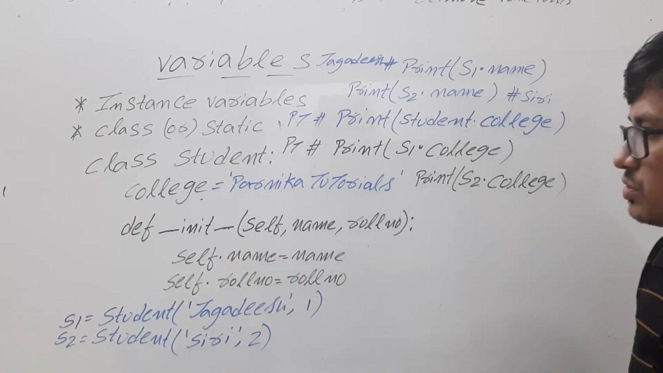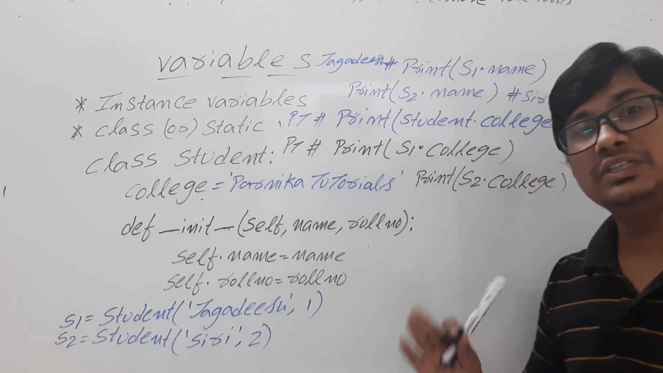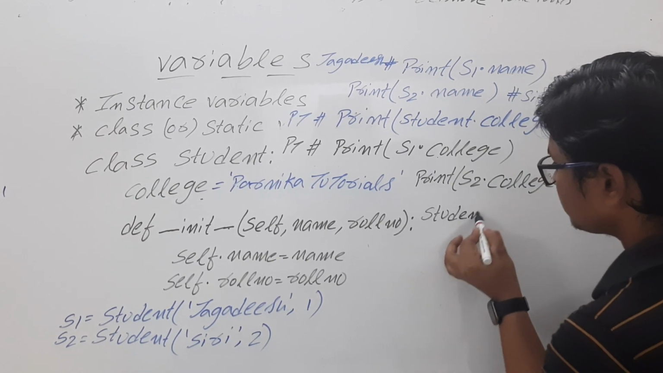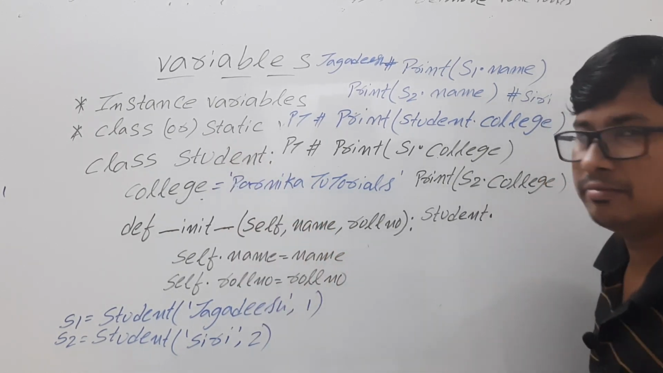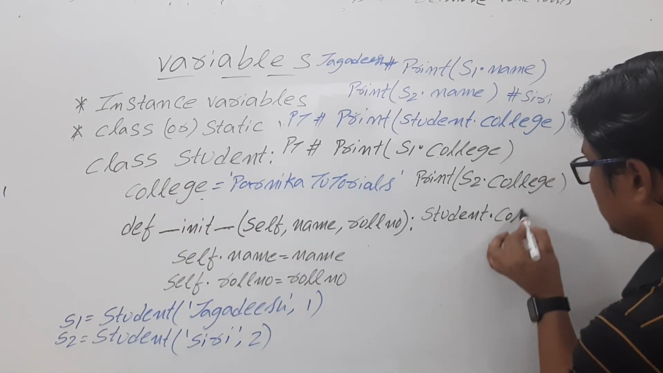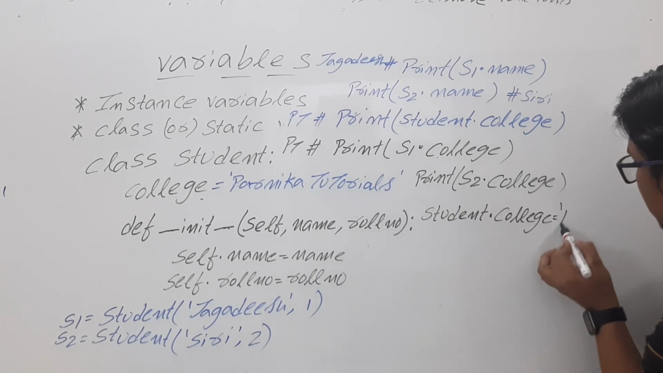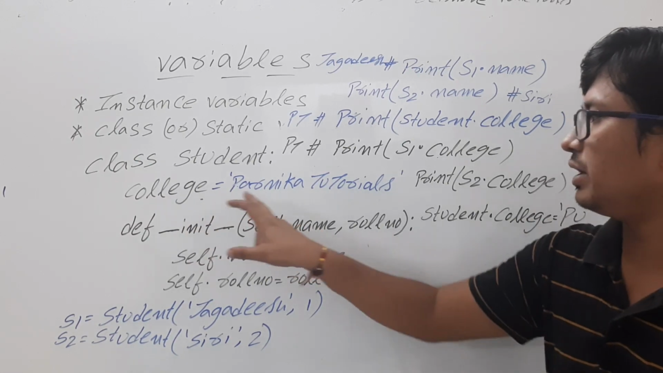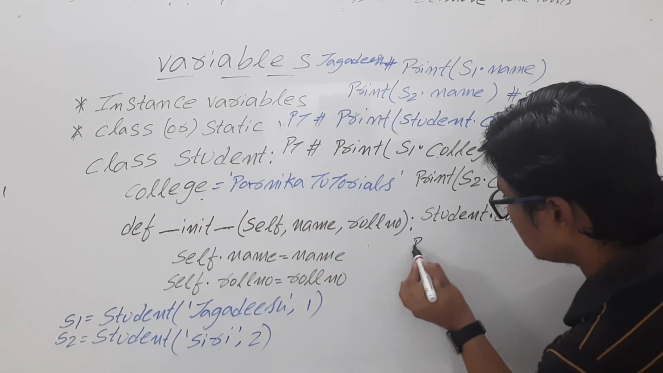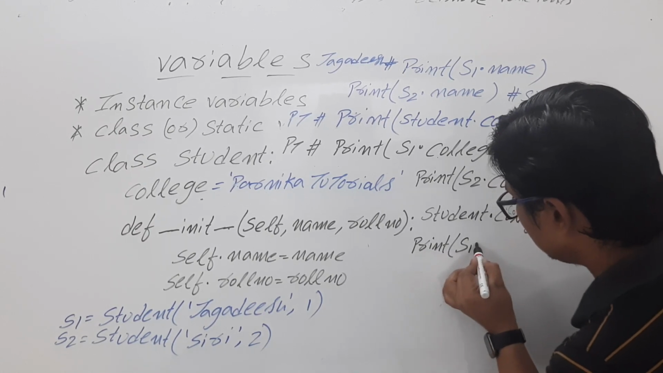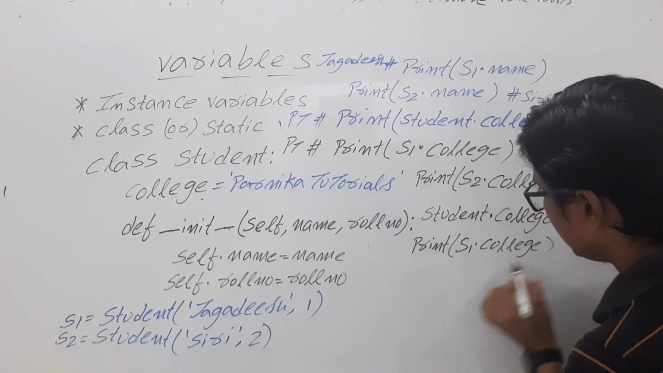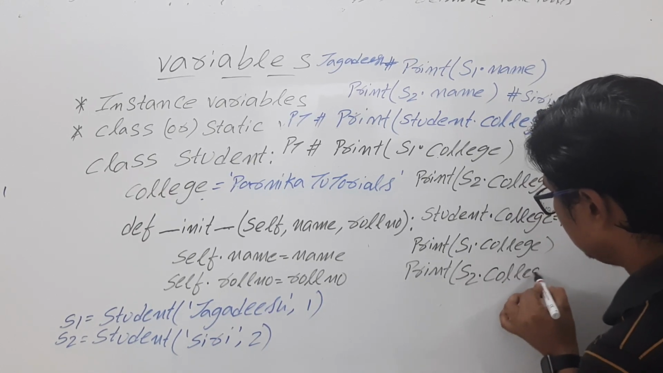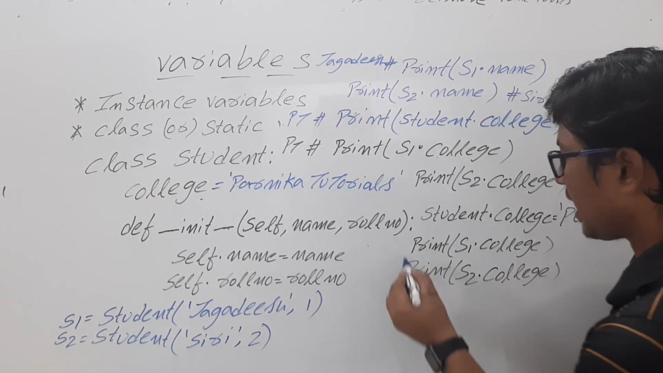Now let's say I want to change the college to Parnika University itself. Then I can write student dot college is equal to PU. As a shortcut, I am writing Parnika University as PU. Is it clear? So I am changing this to PU. Now, if I write the statement print s1 dot college, and also print s2 dot college, in both cases I will get the output as PU only.